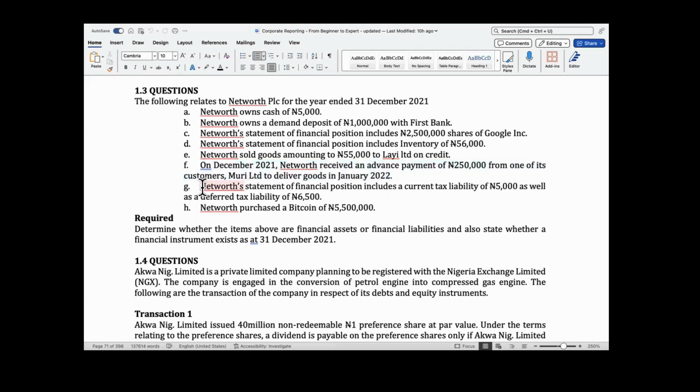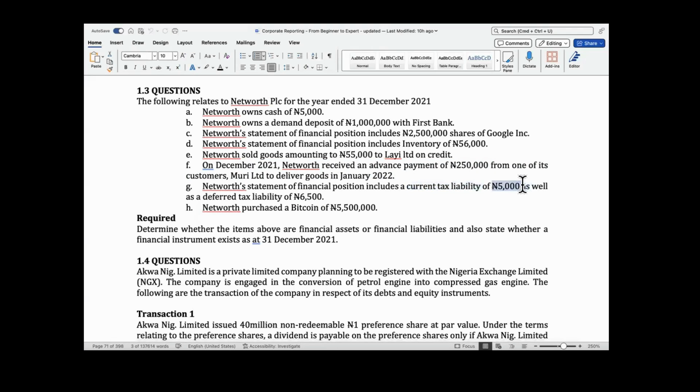The next one says Net worth's statement of financial position includes a current tax liability of 5,000, as well as a deferred tax liability of 6,500. A current tax liability, yes, is an obligation to pay cash to the government. But like I mentioned earlier, it is not contractual. I don't have any contract with the government. It's just my civil responsibility. It is not a contract. So a current tax liability is not a financial liability.